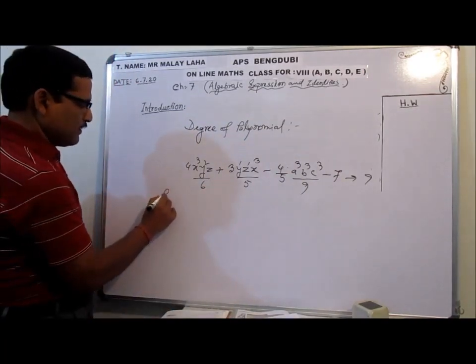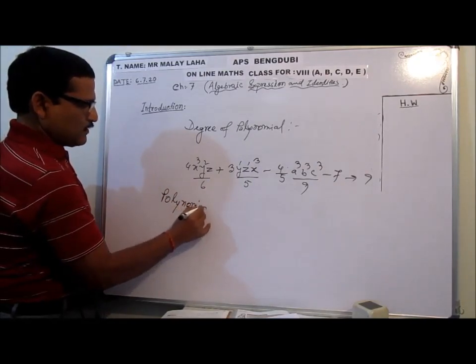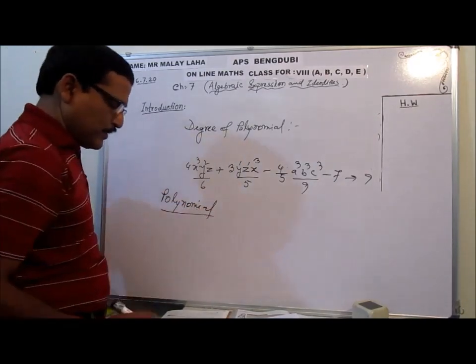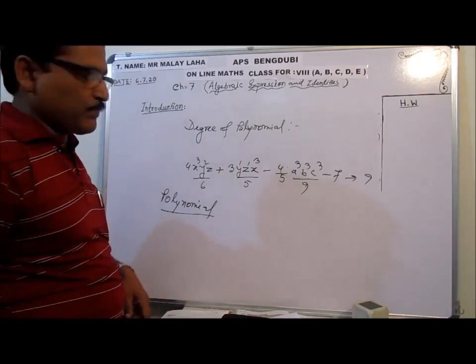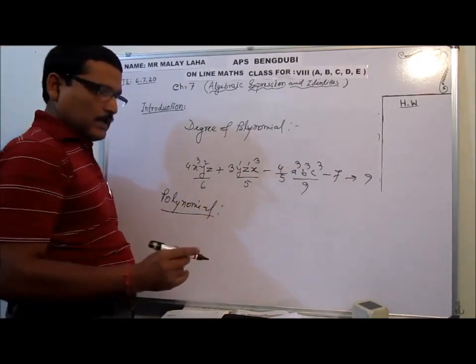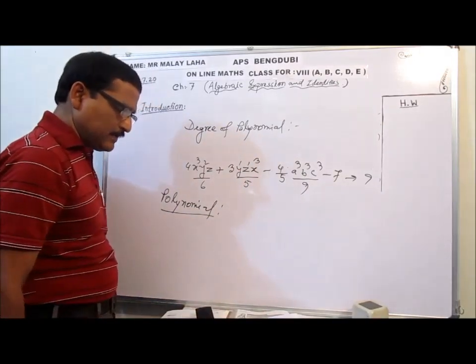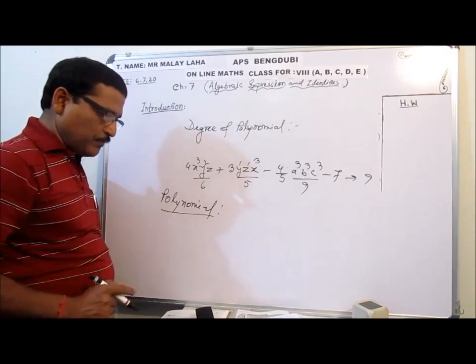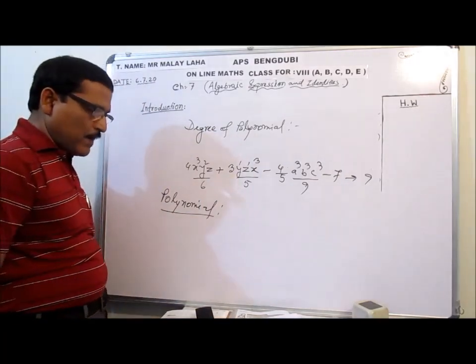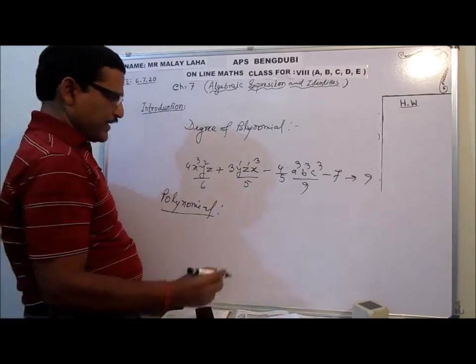Okay. Next coming, polynomial. What is a polynomial? This is a very important part. So I am talking about polynomial. Polynomial means an algebraic expression is called a polynomial if the powers of the variables involved in each term are non-negative.